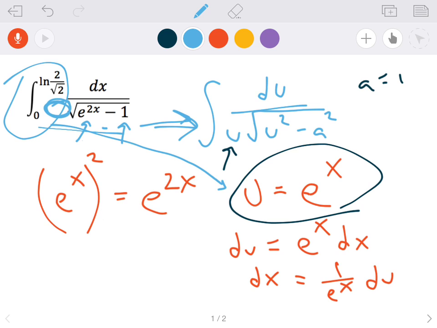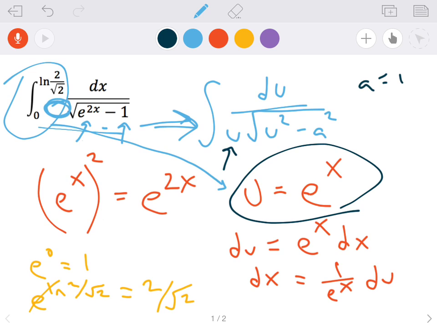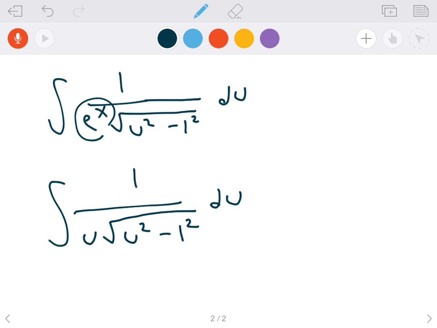So if I do e to the 0, that's just going to be 1. If I do e raised to the natural log of 2 over the square root of 2, the e is going to cancel out that natural log, and so that's just going to be 2 over the square root of 2. So over here on my fancy integral, I'm going to rewrite those limits of integration, going now from 1 to 2 over the square root of 2.